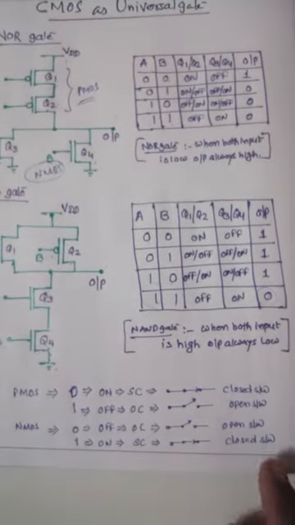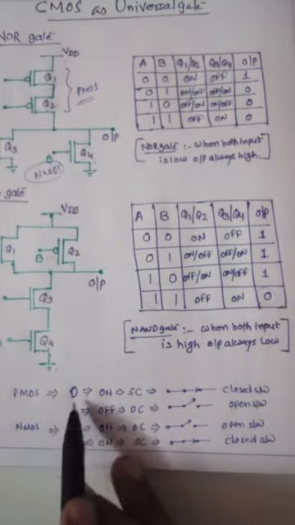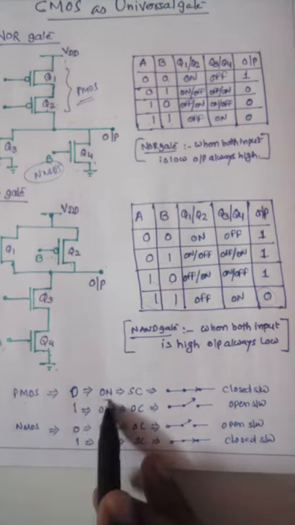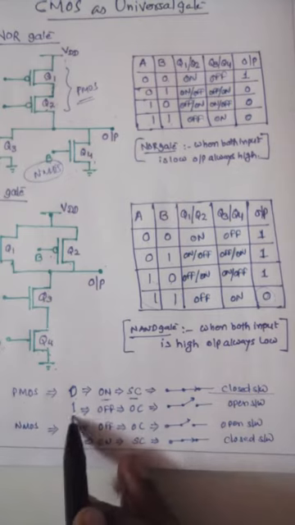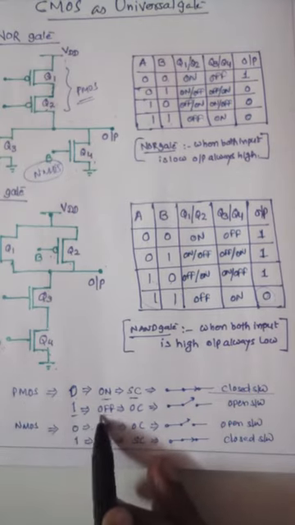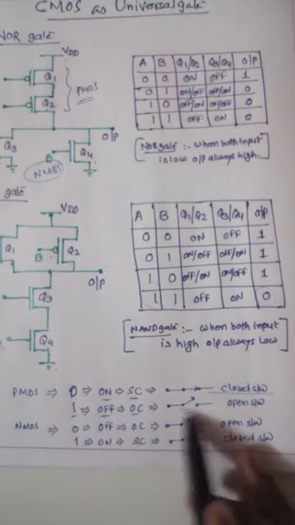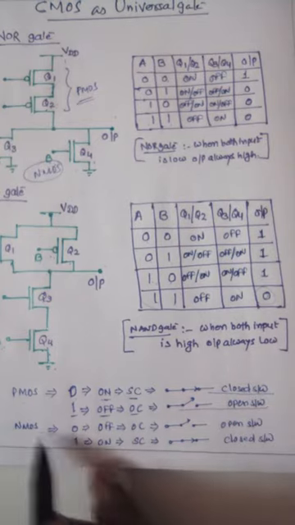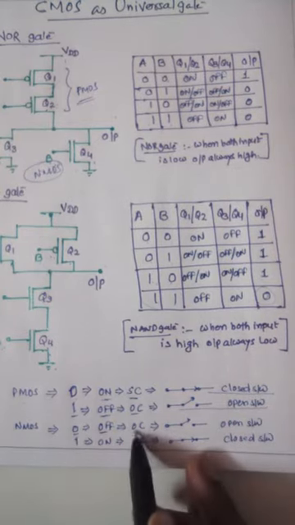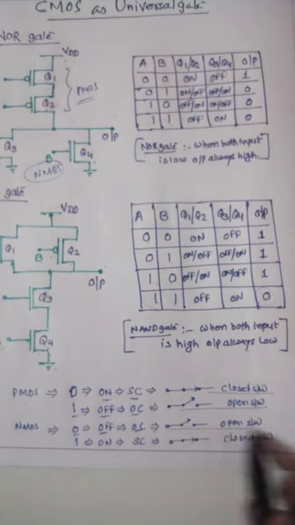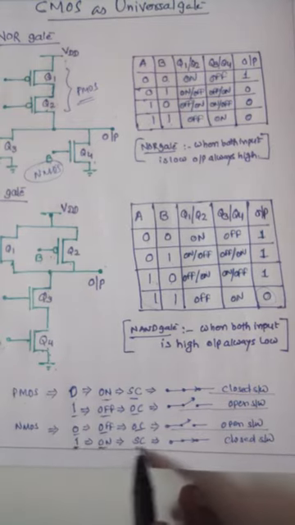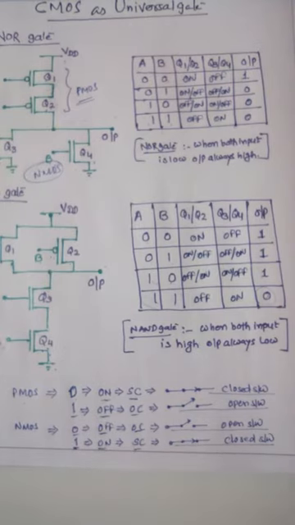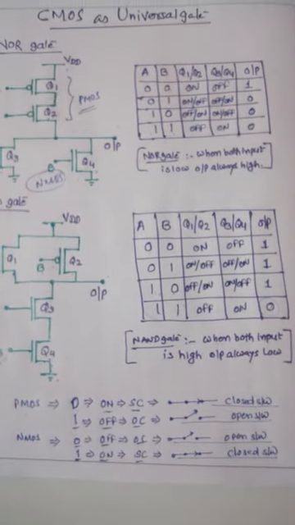So remember this thing. For PMOS, a zero input is the on condition, it means short circuit, a closed switch. If the PMOS input is 1, it means off condition, open circuit, open switch. And for NMOS, a 0 means off condition, open circuit. And if 1, it means on condition, short circuit, it means closed. So this way we can design CMOS as a universal gate.